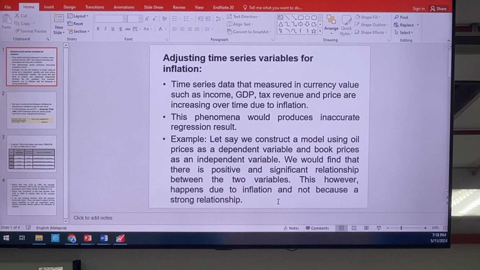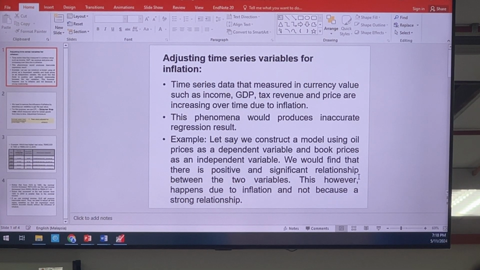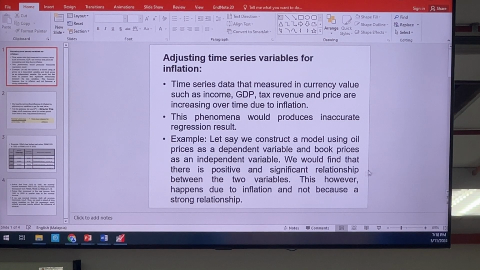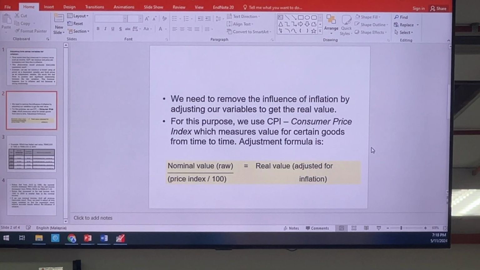They keep increasing because of inflation, meaning there is actually no real relationship at all between the two variables. But when we regress, we get a positive relationship, for example, because of inflation. So you have to remove the influence of inflation first, by adjusting the variables to get the real value.